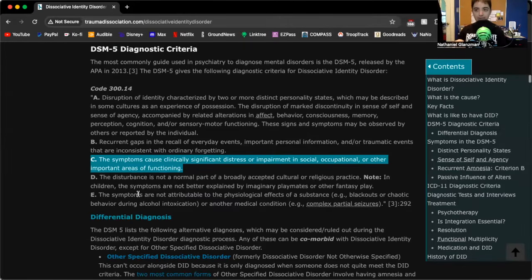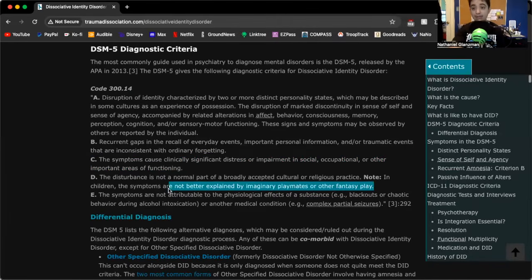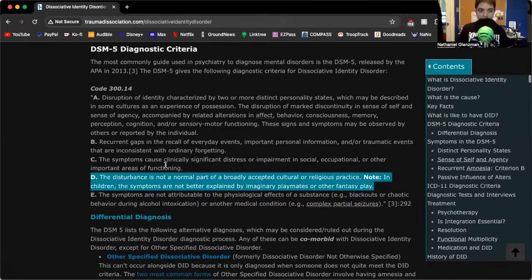So think about who your host is, what they need to be in specific areas of their environment, and what alters fill those roles, because that's going to be the basis for plot and their internal and external conflicts. The fourth one is the disturbance is not a normal part of a broadly accepted cultural or religious practice. Note in children, these symptoms are not better explained by imaginary playmates or other fantasy play. It's very different than having imaginary friends, because imaginary friends satisfy a personal need in the child. Alters in children satisfy a need in the child's environment.